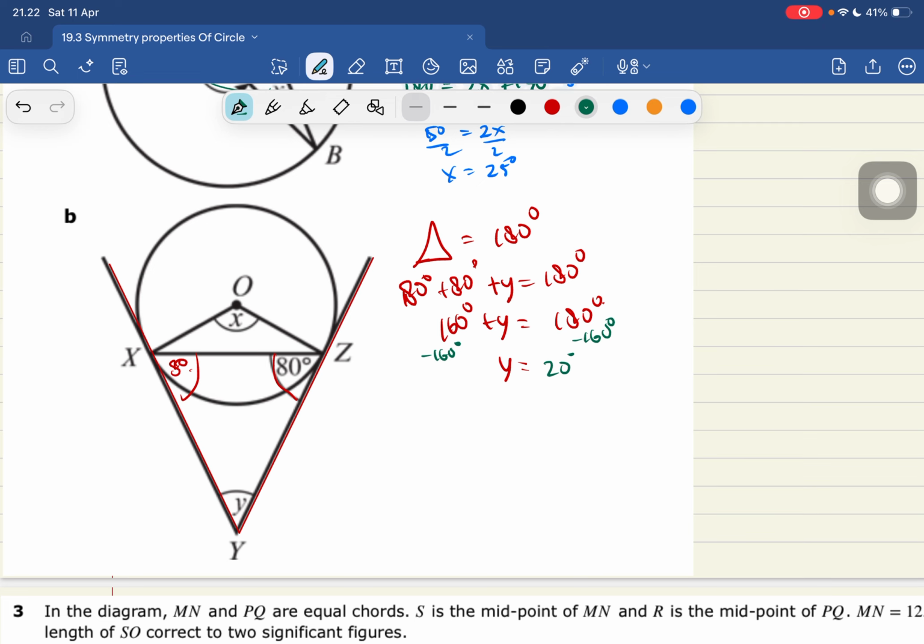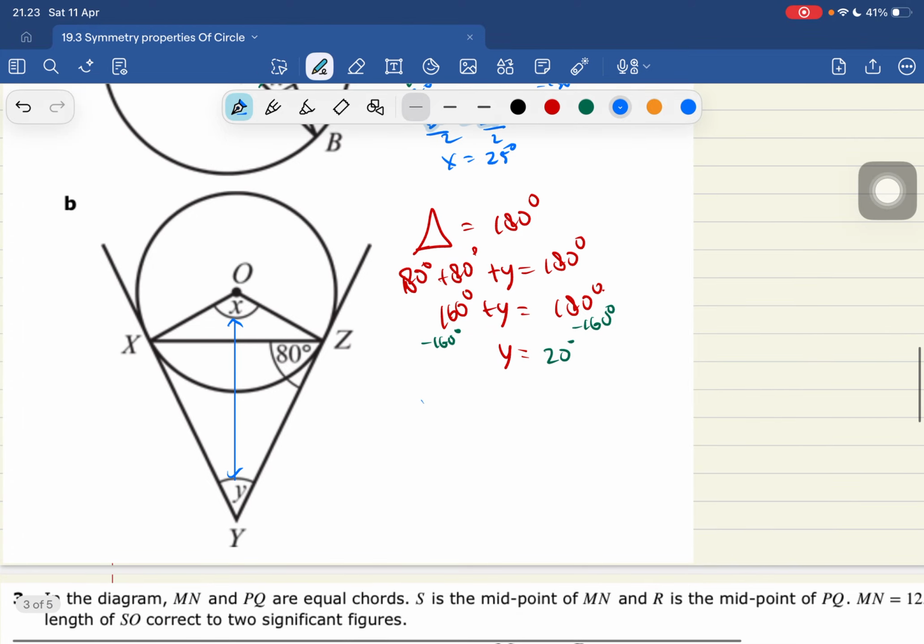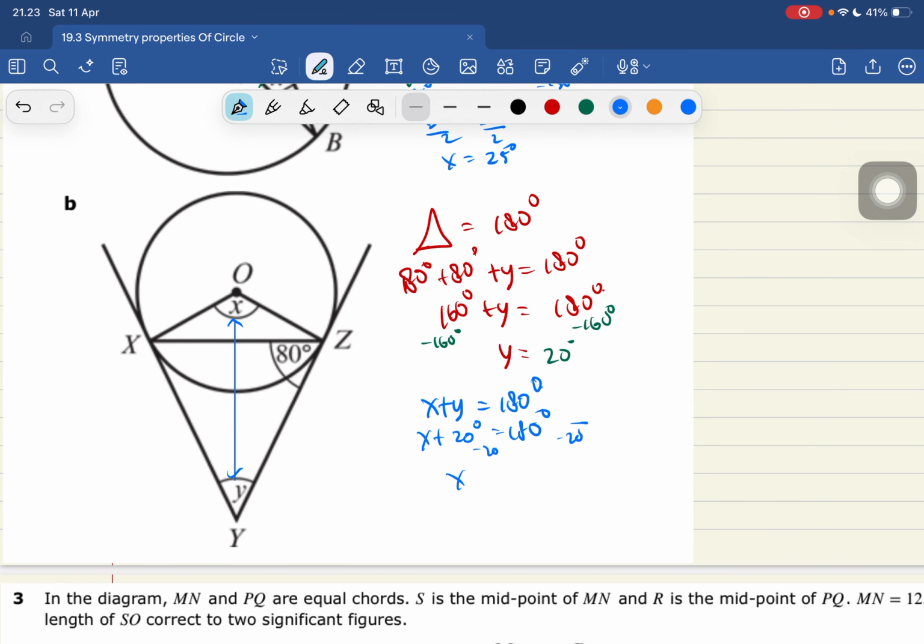For the x, look at this, these are opposite angles x and y. So the opposite angles, when we add them, are going to be 180. So x plus y equals 180 degrees. X plus y, we got 20 degrees, equals 180 degrees, minus 20 from both sides. So x equals 160 degrees.